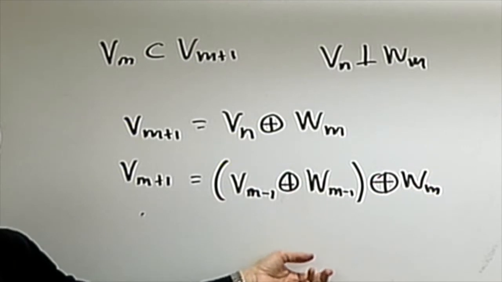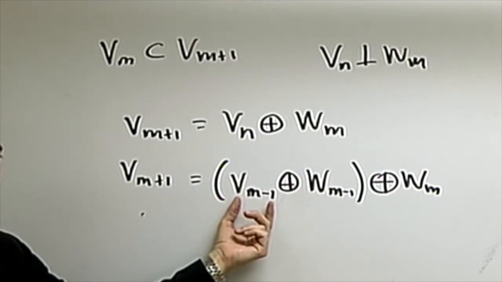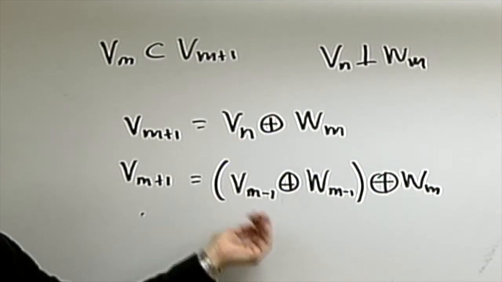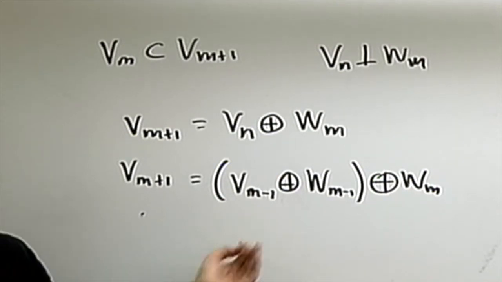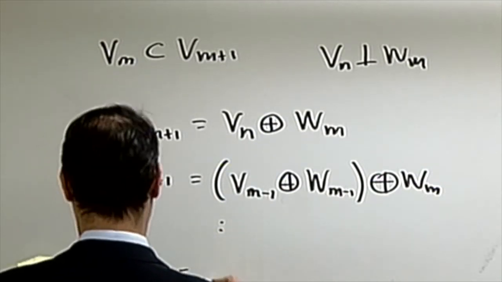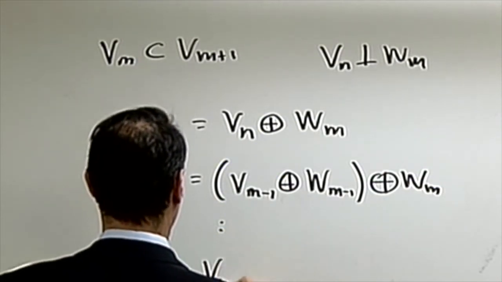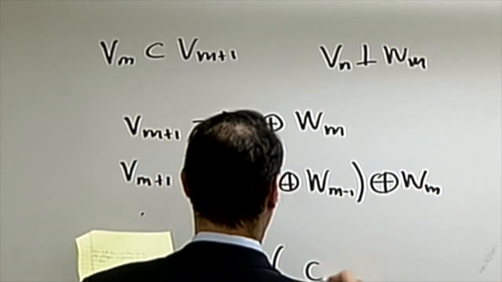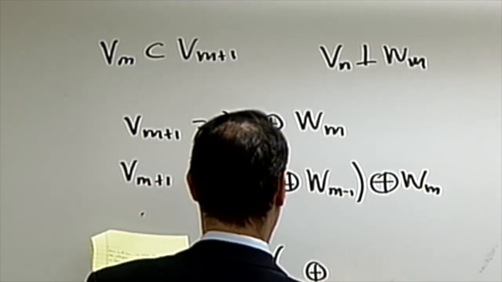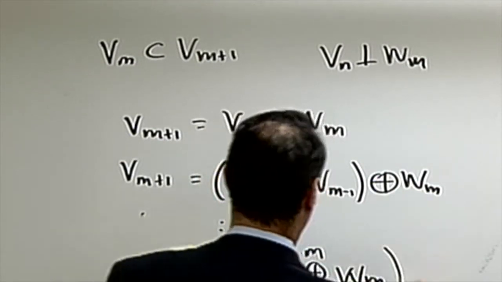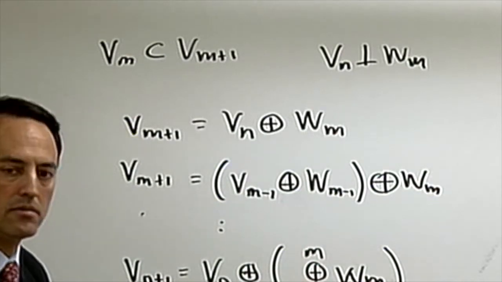And you can keep going. Then you can take what's in V of n minus 1? Well, it's V of n minus 2 and its orthogonal complement, W of n minus 2. You can keep going all the way down: V of n plus 1 is equal to V of naught with the orthogonal complement of basically all those guys together.